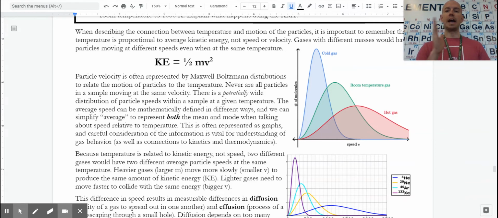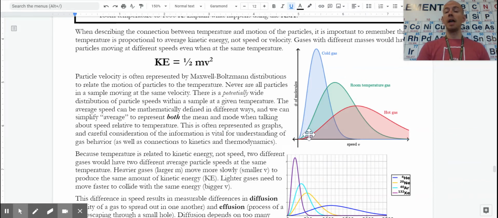So when I compare one gas to another, I may see some differences, even if at the same temperature. And if I compare the same gas at different temperatures, I would see some differences as well. The way we normally represent this, besides just talking fast and slow and more and less, is a graph called a Maxwell-Boltzmann distribution. That's named after two people who did lots of studies with thermodynamics.